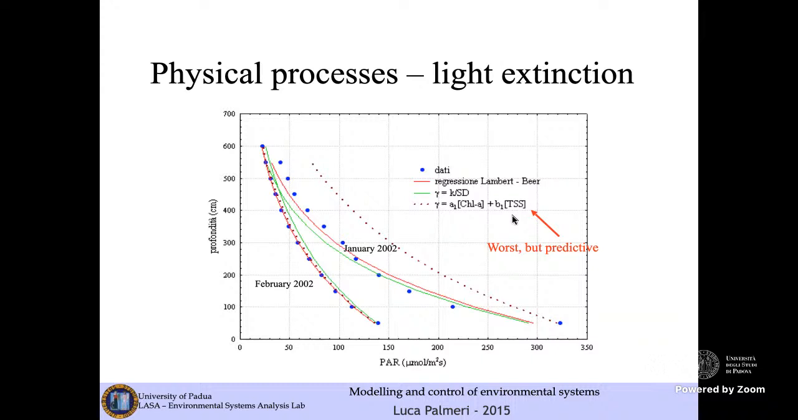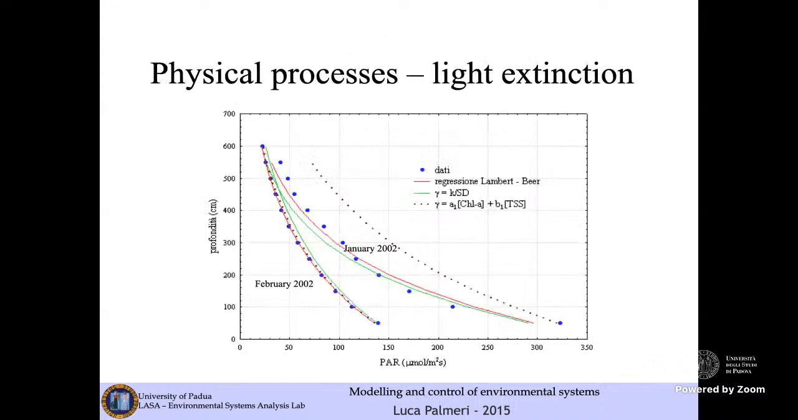So you have a model in which you may, for example, link the primary production as a function of the total suspended solids. Or you may link, for example, the Secchi disk depth measure to the light extinction effect.